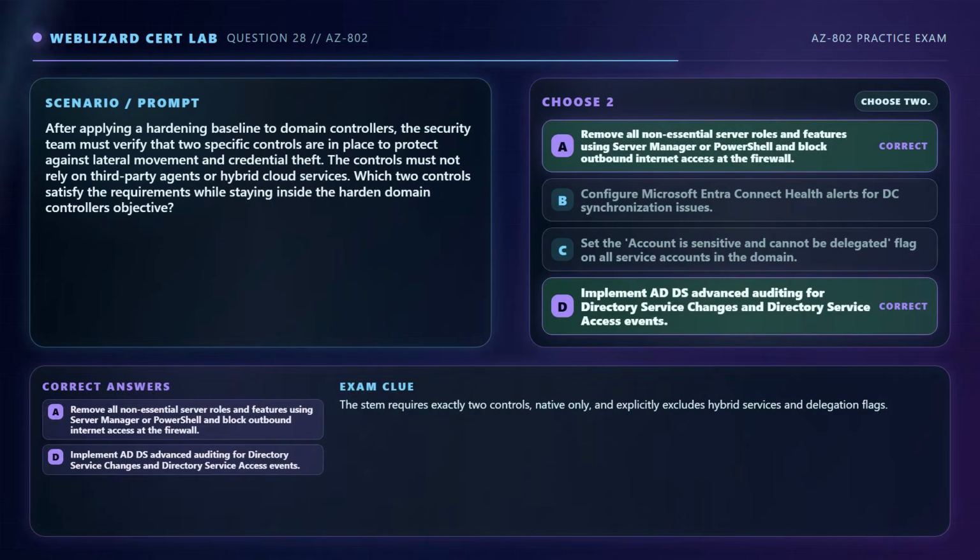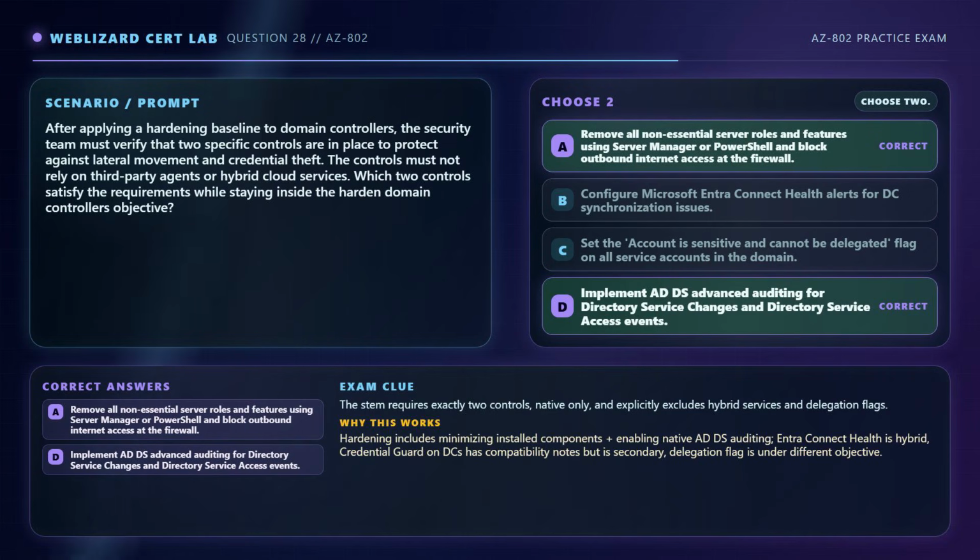The correct answers are A and D. Option A. Remove all non-essential server roles and features using Server Manager or PowerShell and block outbound internet access at the firewall. Option D. Implement AD-DS advanced auditing for directory service changes and directory service access events. Hardening includes minimizing installed components plus enabling native AD-DS auditing.